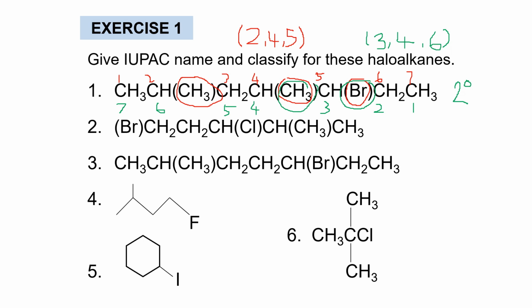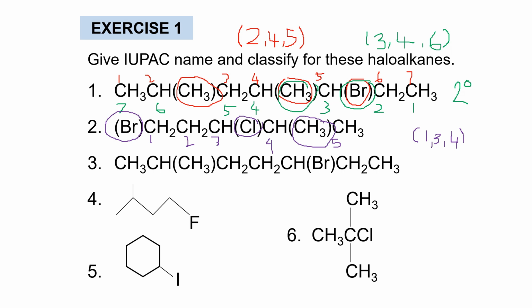For the second question, if you start numbering from the left, 1, 2, 3, 4, 5, you will get pentane as the parent, with bromine as the first substituent at position number 1, then chlorine on position number 3, and methyl on position number 4. So you get the set of locants 1, 3, 4.